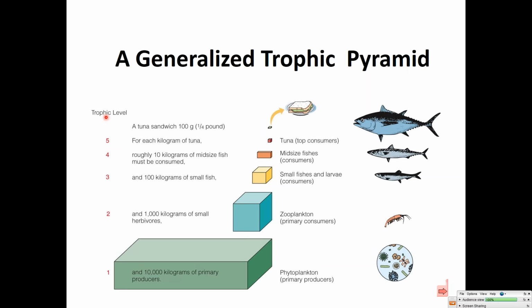In other words, say you eat a tuna sandwich, right? It has 100 grams of tuna, a quarter pound of tuna in it. Well, what went into making that tuna? For the actual tuna fish, for every 1 kilogram of that tuna's mass, it had to eat roughly 10 kilograms of mid-sized fish. It had to eat about 10 times its mass. So let's say the entire tuna is 50 kilograms, it would have had to eat 500 kilograms of mid-sized fish. So for every 1 kilogram of tuna, it has to eat 10 kilograms of mid-sized fish.